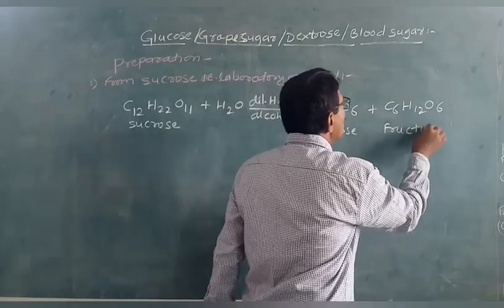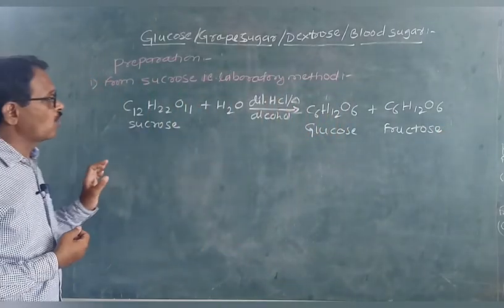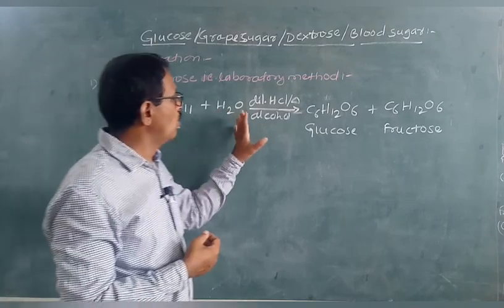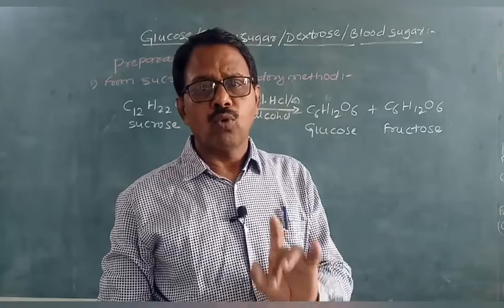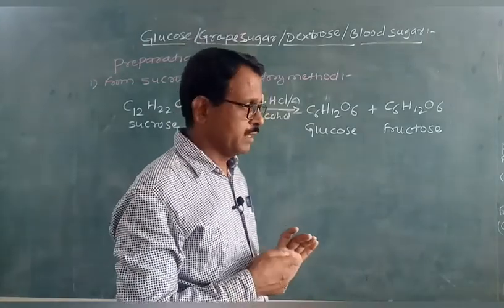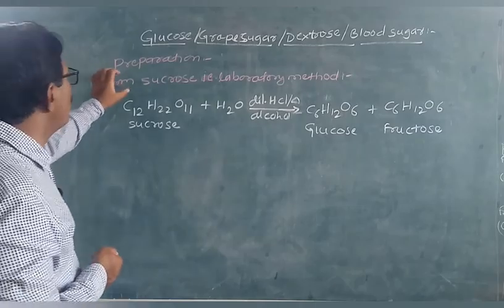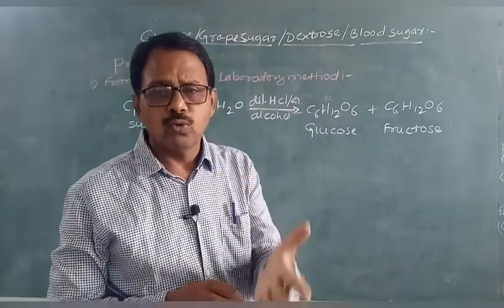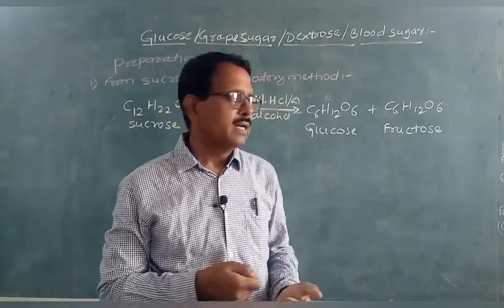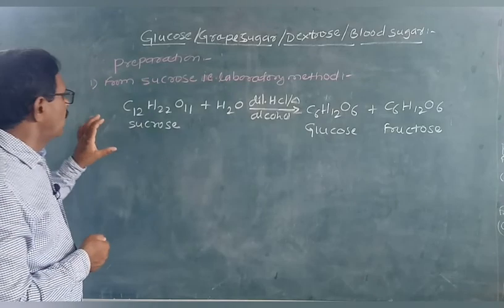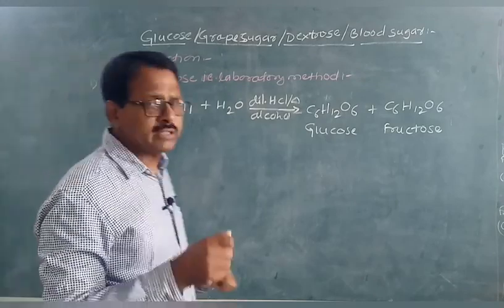Now when this sucrose is hydrolyzed by using dilute HCl, then glucose and fructose are obtained. Now, how will you prepare glucose from sucrose? Such a type of question may be asked in the board examination for 2 marks. There will be 1 mark for this balanced reaction, and then 1 mark for the separation.